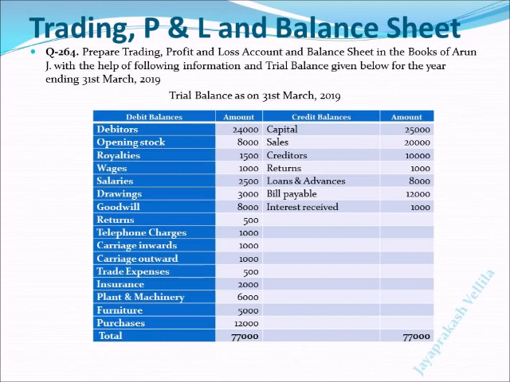In this question, as compared to the previous question, all the values are very simple values and very less adjustments are given. New terms are bills payable and interest received. Also goodwill and royalties on the debit side. These new terms can be seen in this question as compared to the previous question.